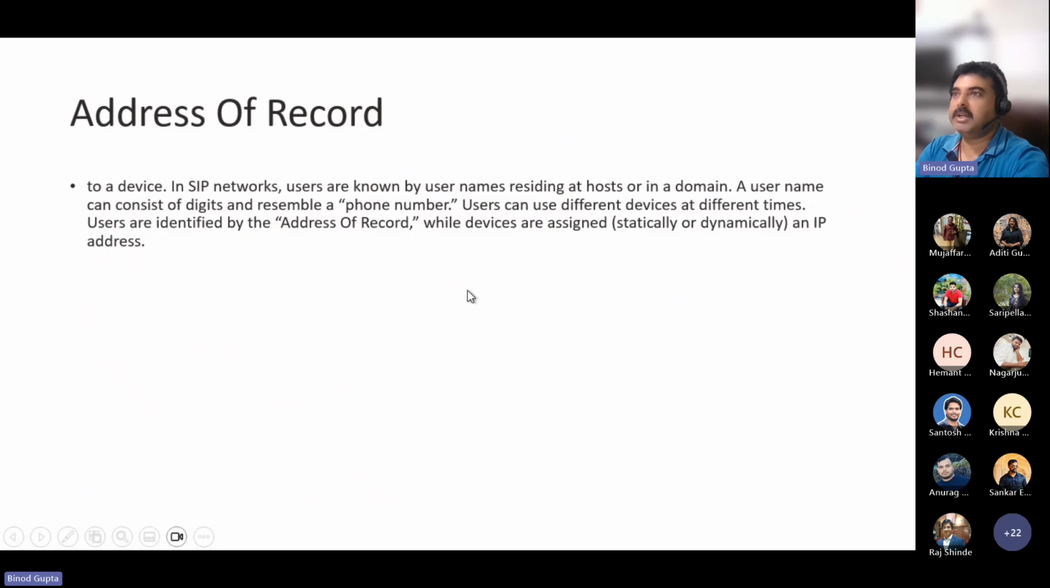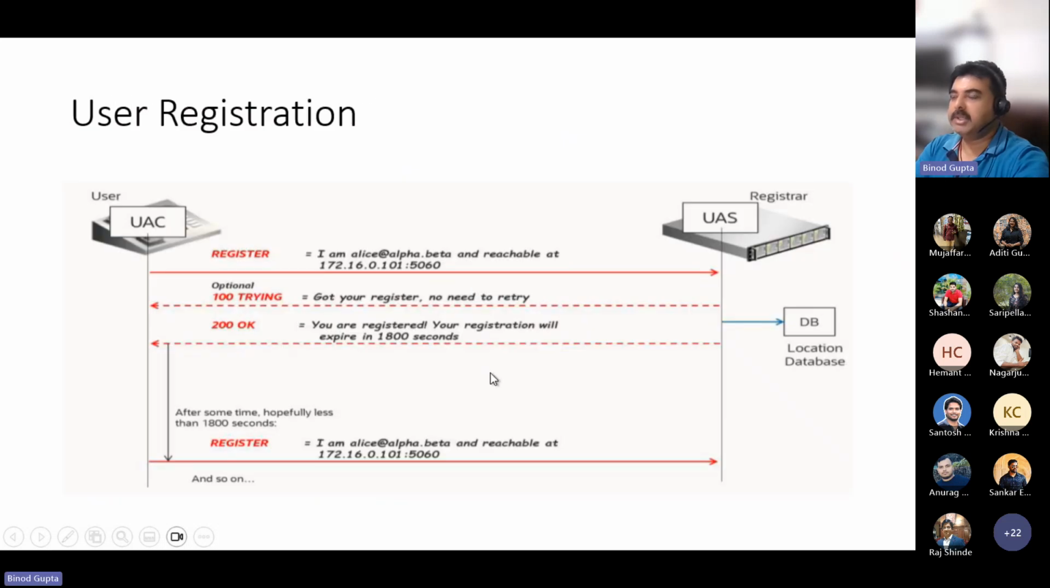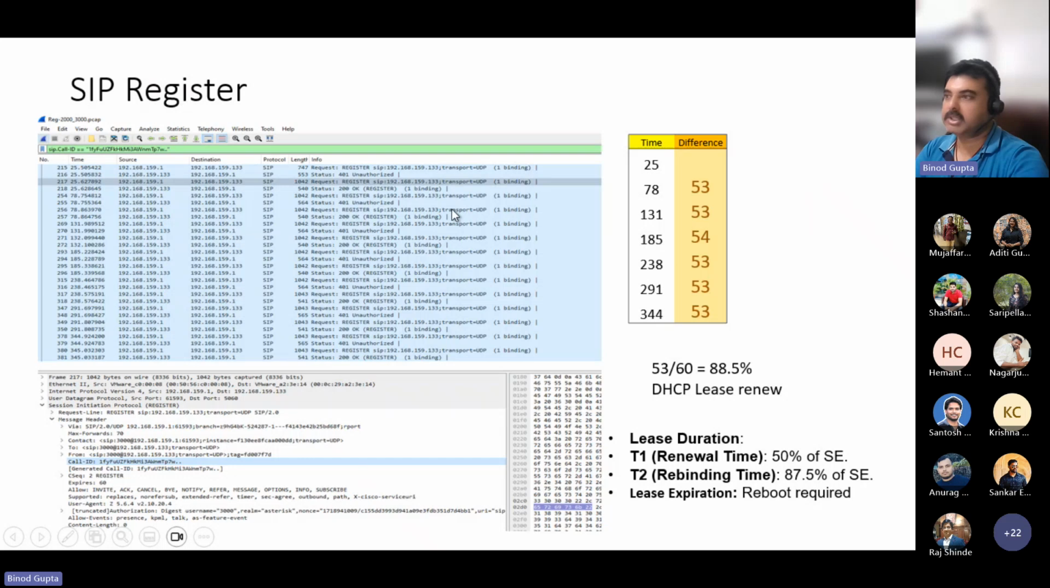Okay, and quickly, we have always seen user registration. Once a user registers, it says 100 Trying and then finally you'll see 200 OK. Once the user agent server receives the request, it will write into its location database. That is what we saw in our AOR command output when we were running through it. And we'll see another capture which I would like to show.